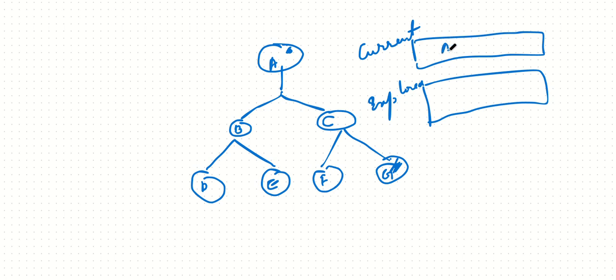So let's first check A. Now we are checking the BFS algorithm, and I'll show you how DFS also works. Currently we are checking A, and A is not the goal. Since we have already checked A, it goes into the explored set and we remove A from the current set, and we move to the next.